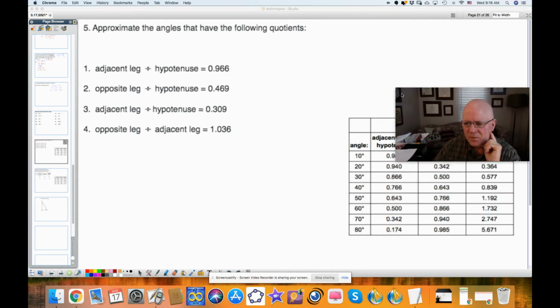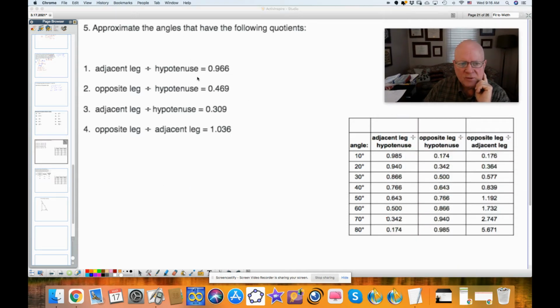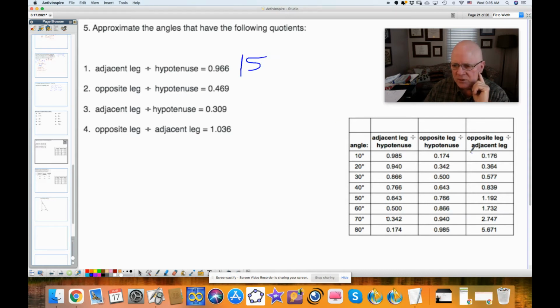Approximate the angles that have the following quotients. Adjacent divided by hypotenuse, this one, of 0.96. It's going to be about 15 degrees. Opposite divided by hypotenuse, 0.46 would be somewhere between here, maybe 25 degrees. Adjacent divided by the hypotenuse is 0.309. That's going to be between 70 and 80, maybe 75, I don't know. Opposite divided by adjacent, this leg, 1.036. It's going to be between here and here, so that'd be maybe 45 degrees.